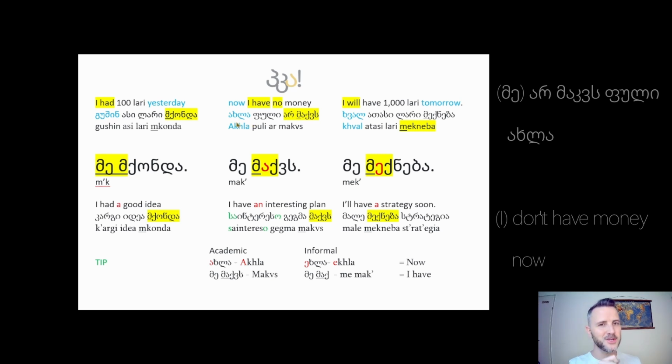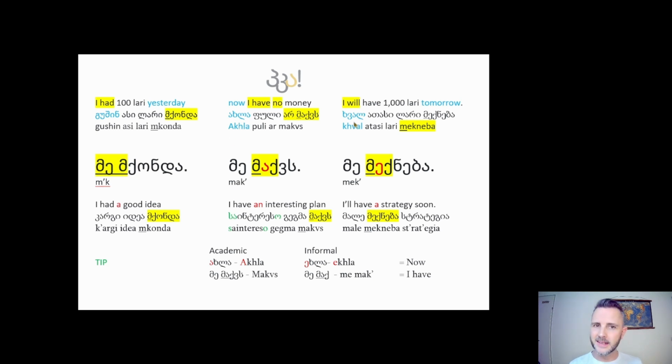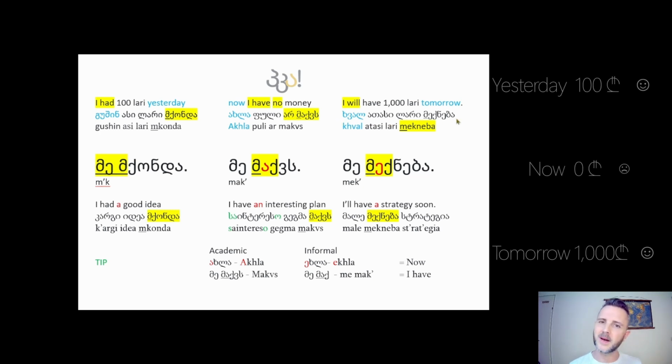But it's good news. Tomorrow, chval atasilari mekneba. So, gushin asilari makonda. Magram achla puli armax. Chval atasilari mekneba. Looks like a happy ending.